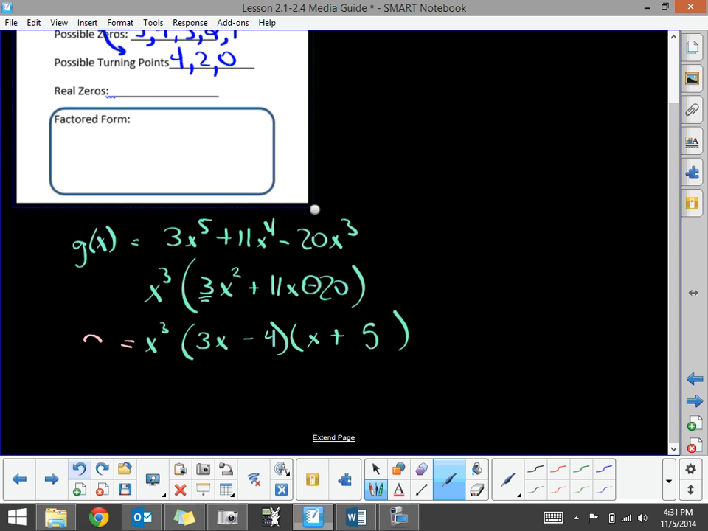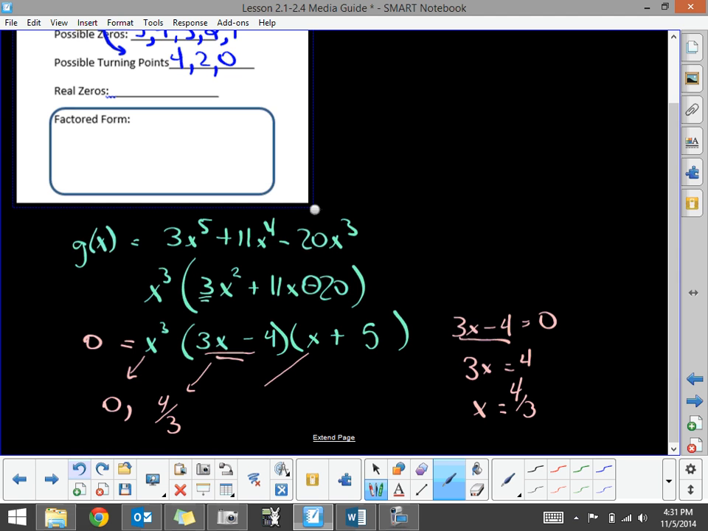So what are the inputs that create an output of 0? Well, for this x cubed, if x is 0, it is 0. For this one, we had pretty good success on this, but if you have trouble, set this equal to 0. What will make this factor equal to 0? That's when 3x is equal to 4, and that's when x is equal to 4/3. So that's my 0 coming out of this one, 4/3. And this one's a little bit easier. It's just a -5. So our zeros are 0, 4/3, and -5.